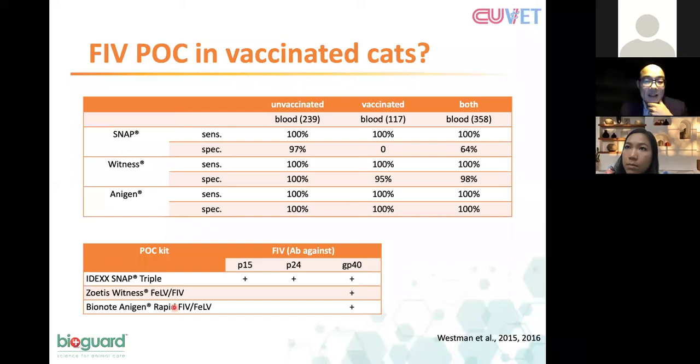On the other hand, tests that aim to detect only antibody against GP40 can, technically, differentiate between antibody from vaccination and antibody from naturally infected cats. As I mentioned earlier, because antibody against GP40 comes slightly later after infection, and also because the immunogenicity of GP40 is not as high as capsid protein, somehow vaccinated cats tend not to mount antibody against GP40.